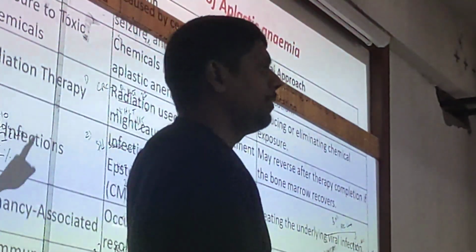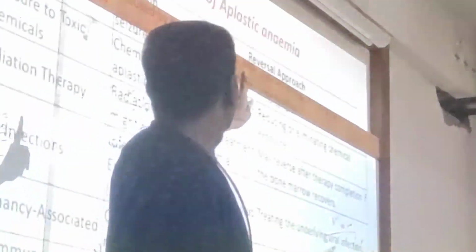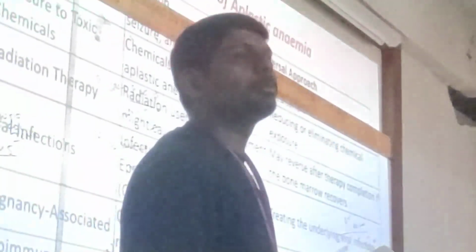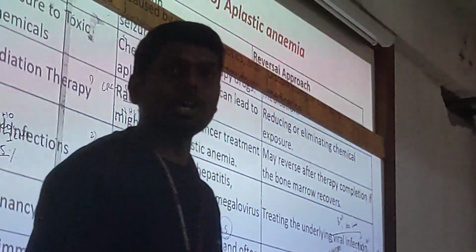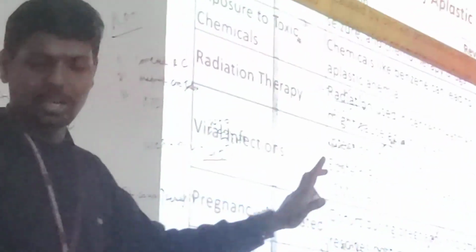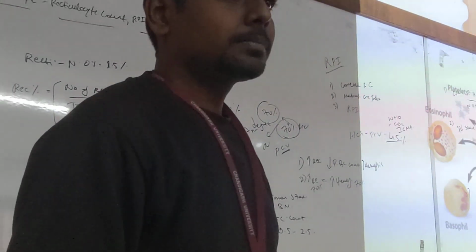If you treat the HIV, aplastic anemia can be curable. So there are some reversible aplastic anemia conditions and non-reversible aplastic anemia conditions. Most of the cancers are irreversible aplastic anemias. So that's it. Then coming to this point, bone marrow.